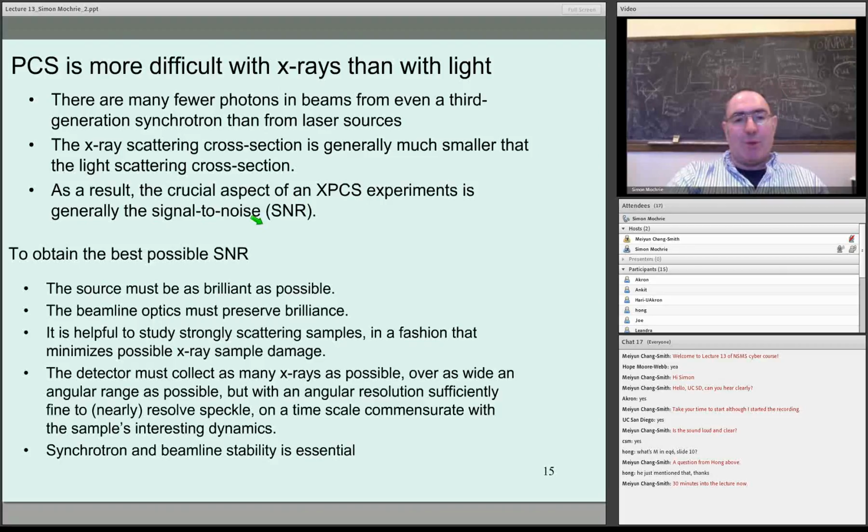Okay, this is just a reprise of everything I've said earlier. We have to have a brilliant source. The beamline optics have to preserve the brilliance. We have to use strongly scattering samples, or it's very helpful to use strongly scattering samples. We basically need X-ray area detectors, and beamline stability is very important.